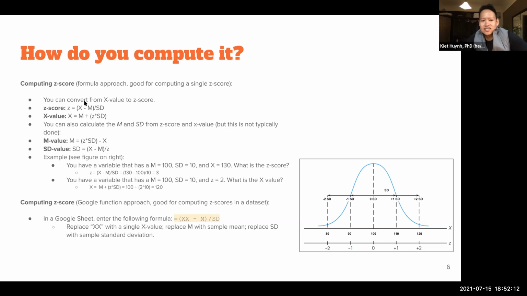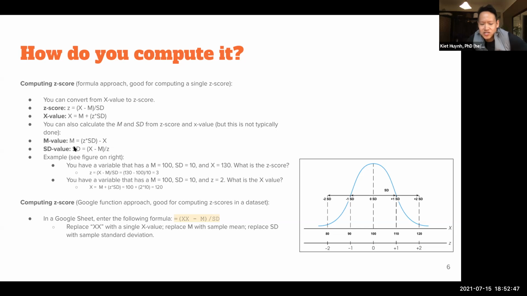So the Z score is the X value minus the mean of the sample, all over the standard deviation of the sample. You could also reverse it and calculate the X value if you have the Z score. If you want to compute the X value, all you need is the mean plus the Z score times the standard deviation of the sample. Again, the single X value equals the mean of the sample plus the Z value associated with the X value times the standard deviation of the sample.